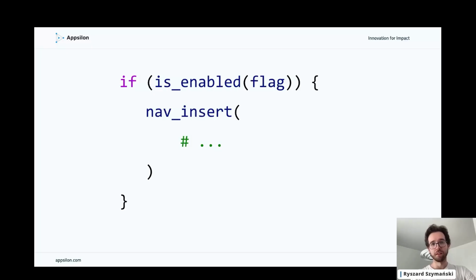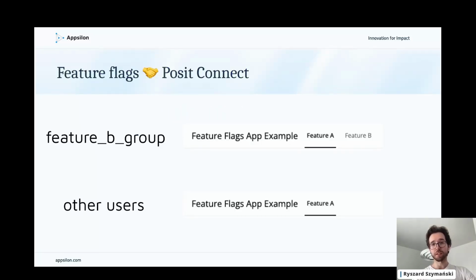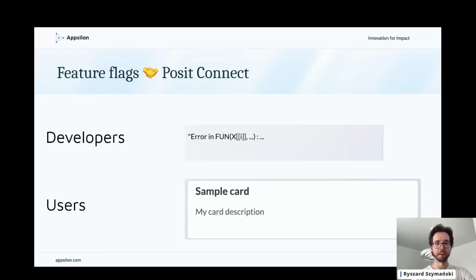Now, in our code we can check if that flag is enabled, and if it is, we would insert the tab containing Feature B. So what we just achieved here is a situation where different users accessing the same app might see a slightly different UI. The members of the Feature B group would see the Feature B tab, while others who do not belong to that group would only see the Feature A tab.